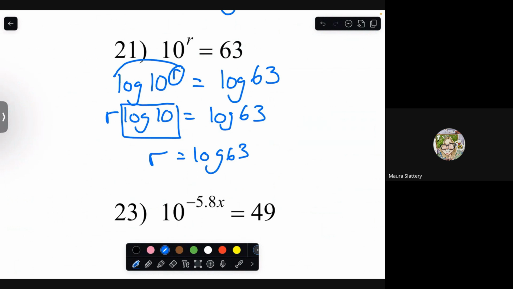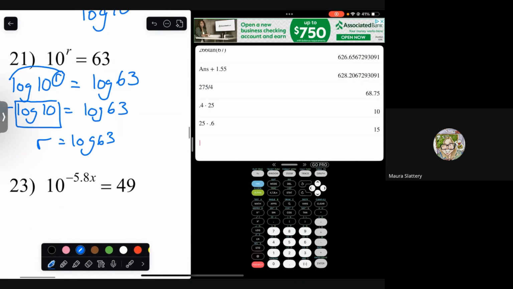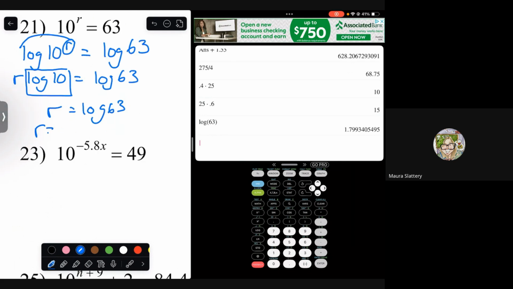If I wanted an exact answer, remember how we did that with the e? We would leave it like this. But the directions say to round to the nearest 10,000th. So we're going to get out our calculators and type in log of 63. So you just click, oops, that's the LN. We're just going to type in log 63. And that gives me 1.79934. I'm just going to write that down and we'll talk about rounding in a second.